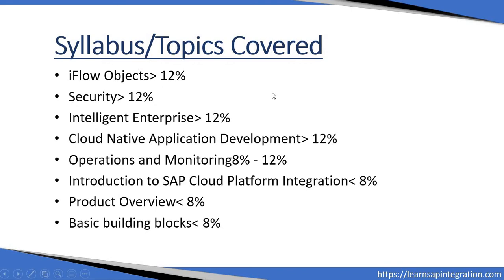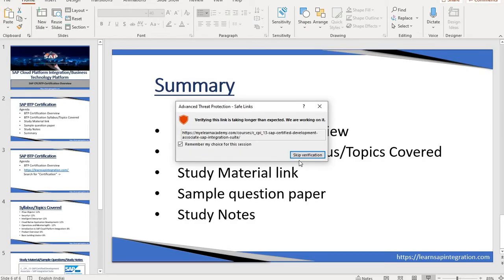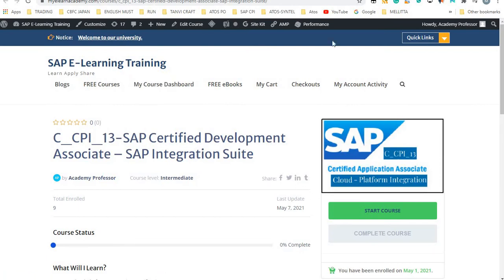Now I have shown you where you will get the overview, and all the syllabus covered. It is better to go to SAP and check the updated syllabus. Here I have uploaded all the materials in this particular website, so there you can go and check it. I have already enrolled. Otherwise, it will ask you for a user ID and password. If you are new to this website, just create your account. Then you can access this.